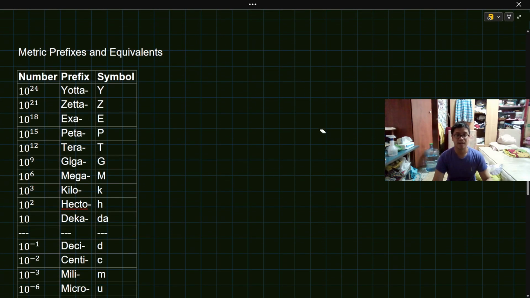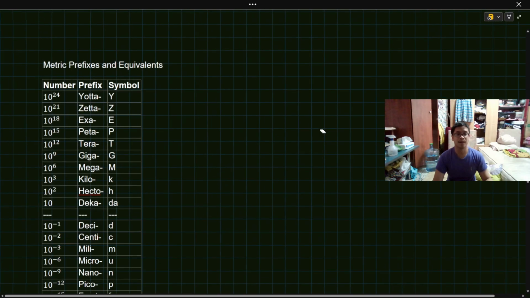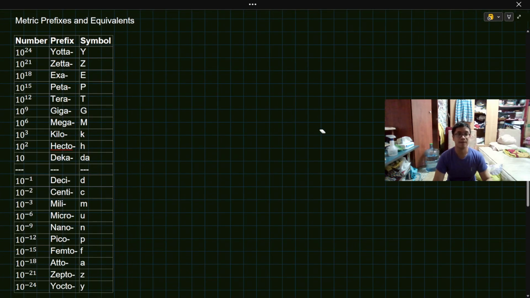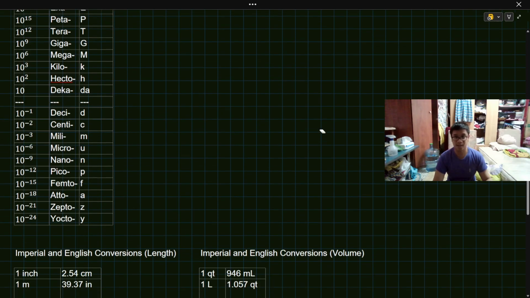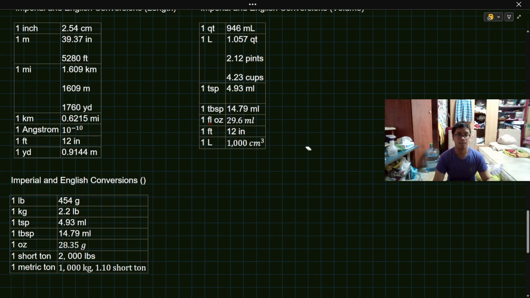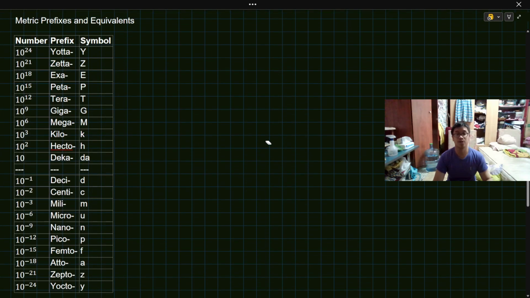So with that, let me give you some notes about the metric prefixes and equivalents and other unit conversions that you need to know. All right, this one, I suggest you should memorize or be familiar with. This is very useful actually. Let me give you the six basic units in terms of metric prefixes and equivalents, from kilo up to milli. All right.